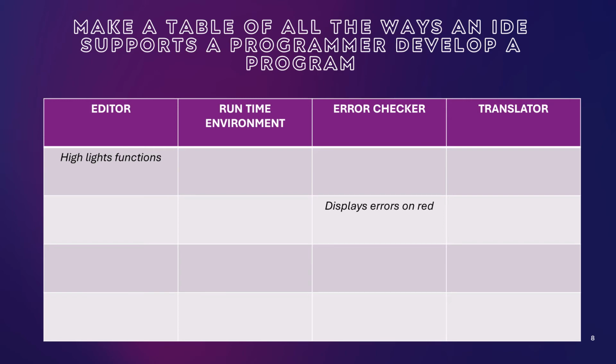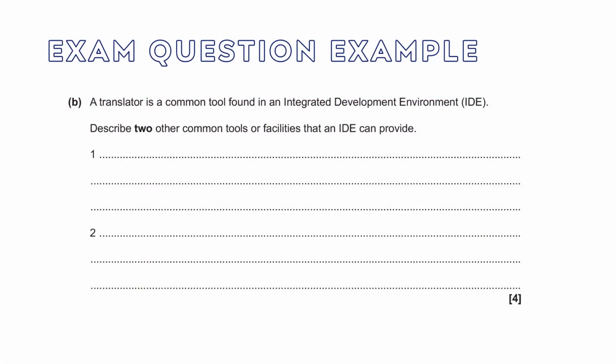So the final part of this presentation is to have a look at an exam style question, because obviously this is what the revision is for. So first of all, here's an example. A translator is a common tool found in an integrated development environment, IDE. Describe 2 other common tools and facilities that an IDE can provide. And you've got 4 marks.